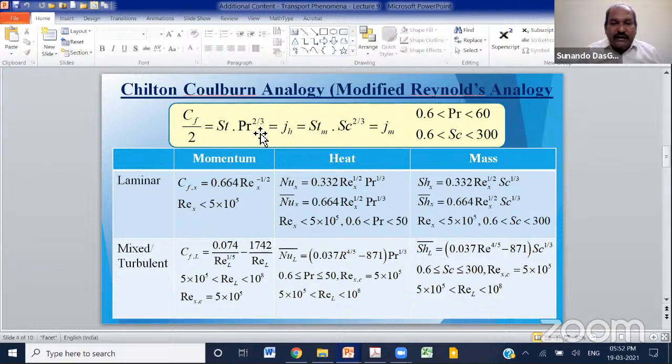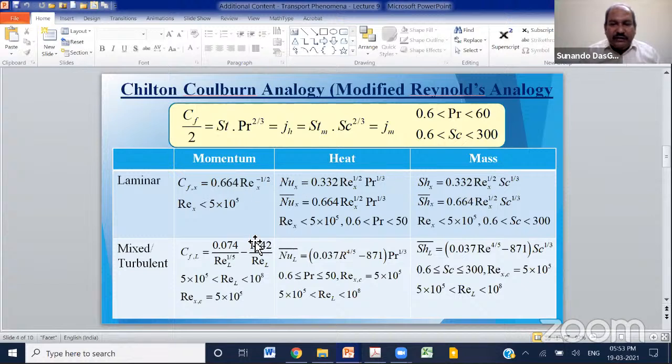So a correction factor to this effect, Prandtl to the power 2 by 3 or Schmidt to the power 2 by 3, is added to this relation. Cf is the friction coefficient, St is the Stanton number, Stm is the Stanton number based on the mass, and when these correction factors of Prandtl number and Schmidt number are added, I would be able to obtain this correlation for a wide range of Prandtl and Schmidt number.